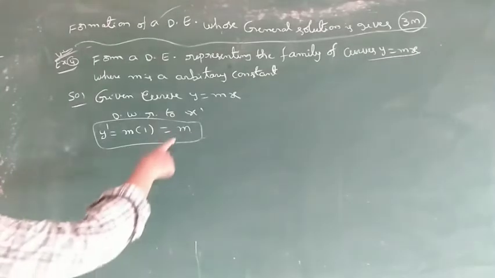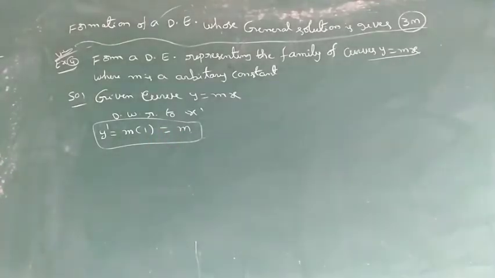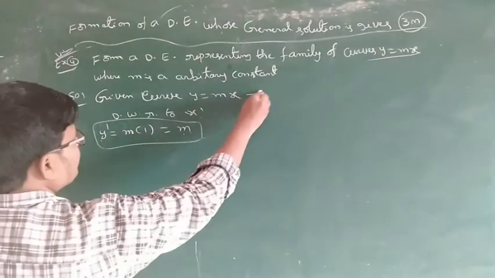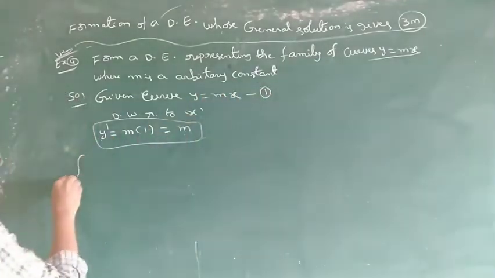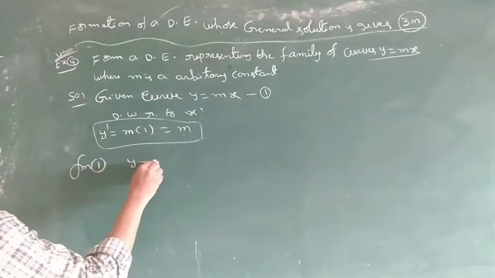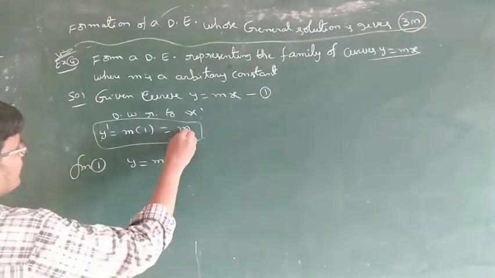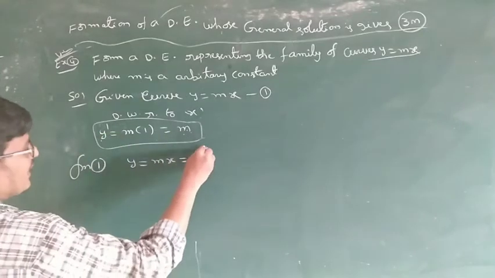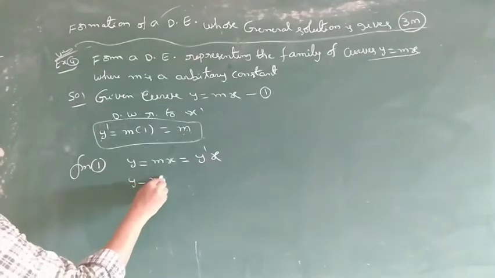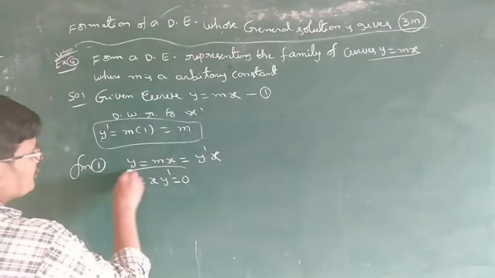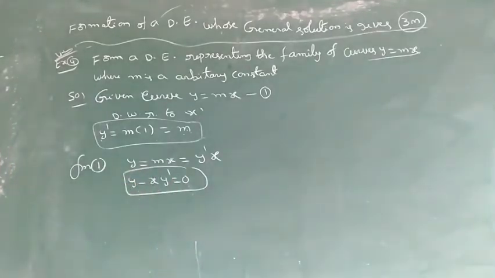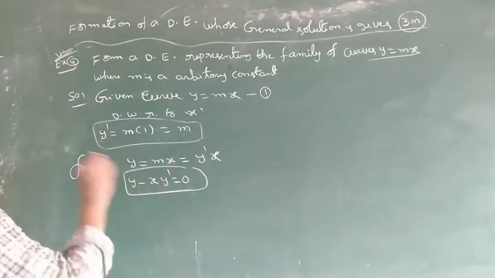there should not be arbitrary constants. So what do you do? M is equal to y dash. This is the equation number 1. From 1, y is equal to mx. What is m? M is equal to y dash into x. So y minus x y dash is equal to 0. So this is also the differential equation free from the arbitrary constants.